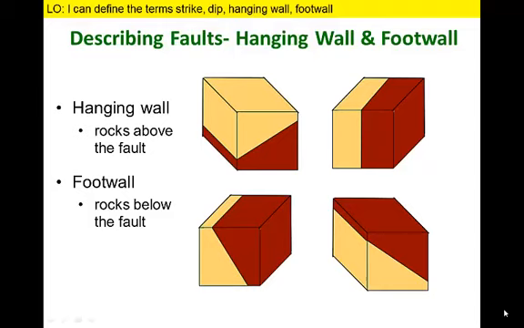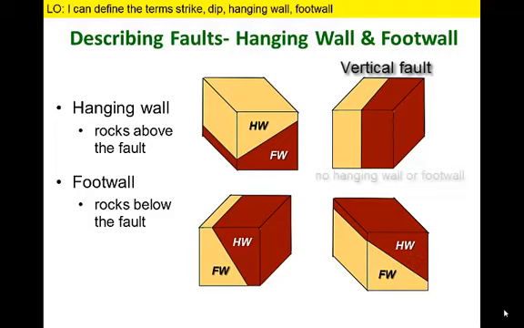Two other key terms that we need to know to classify faults are hanging wall and foot wall. Geologists name the block above an inclined fault surface the hanging wall, and the block below the surface the foot wall. A simple way to identify which is which is to place your finger on the fault surface and move it upward. It will automatically be located in the hanging wall. The only time we can't use these terms is when the fault is vertical, and neither block of rock can be considered to be above or below the other.